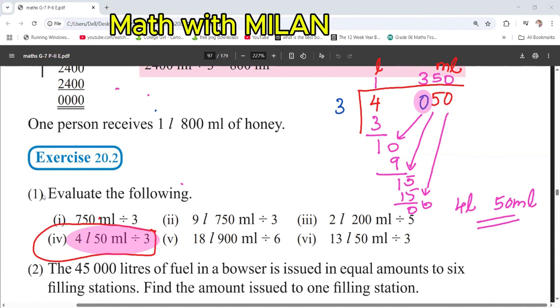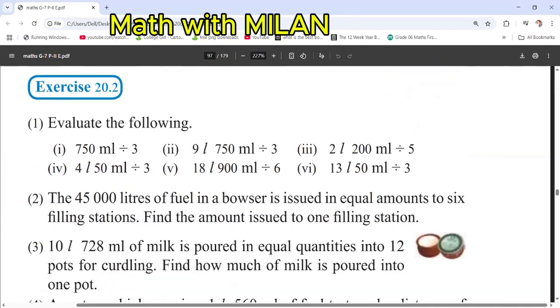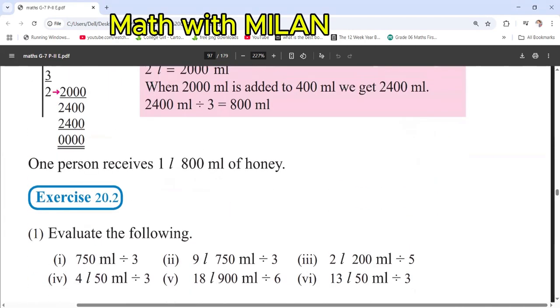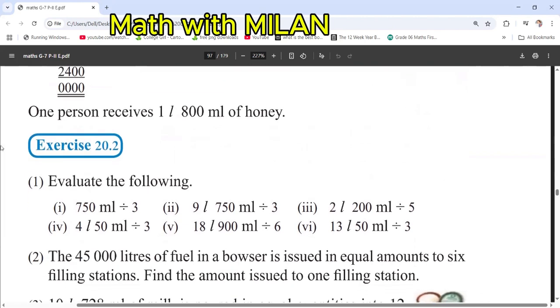Okay. Now let's go to another example. So I will show you how to divide liquid quantities. So it's something like this: 9 liters 750 milliliters. I'm taking this example, right? And this is liters, this is milliliters.